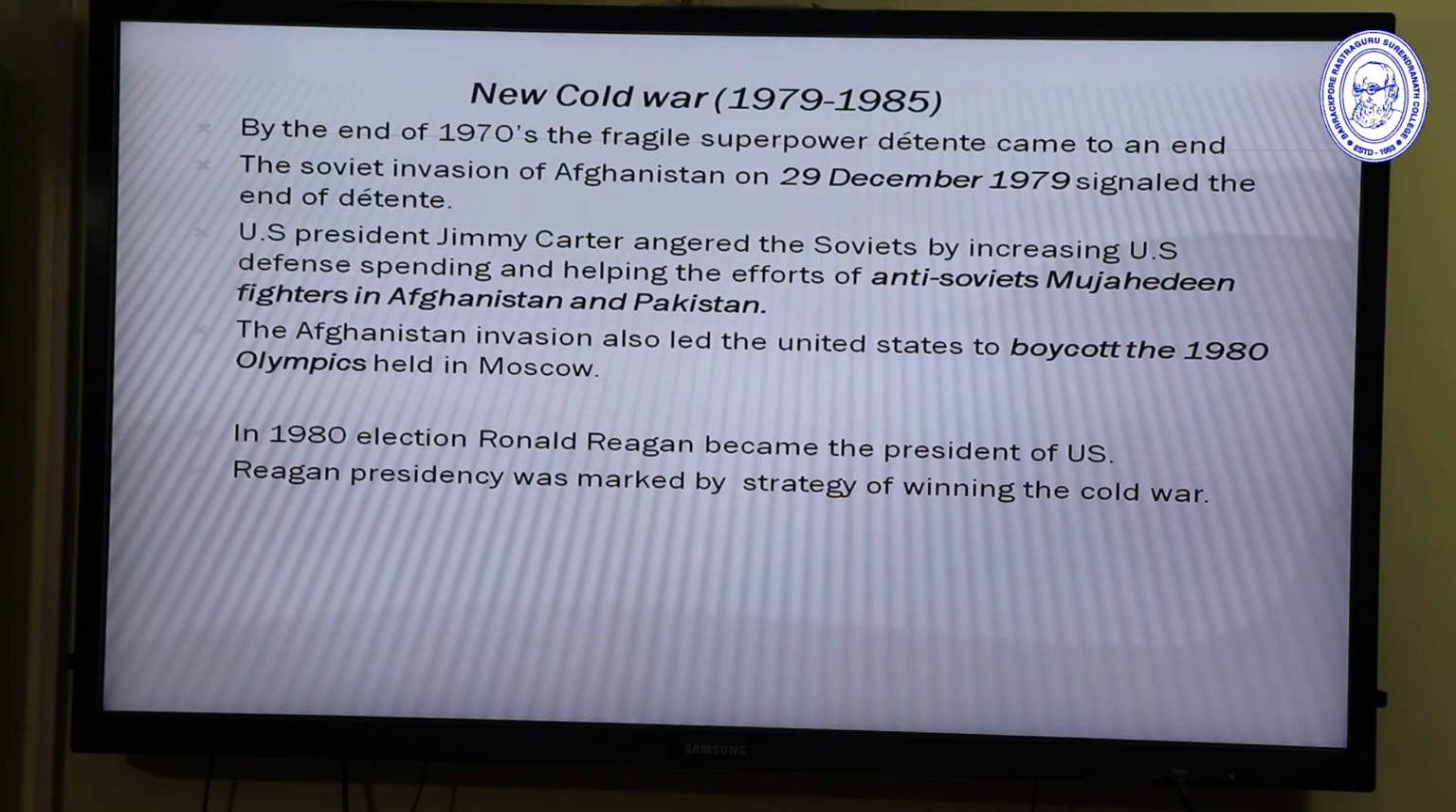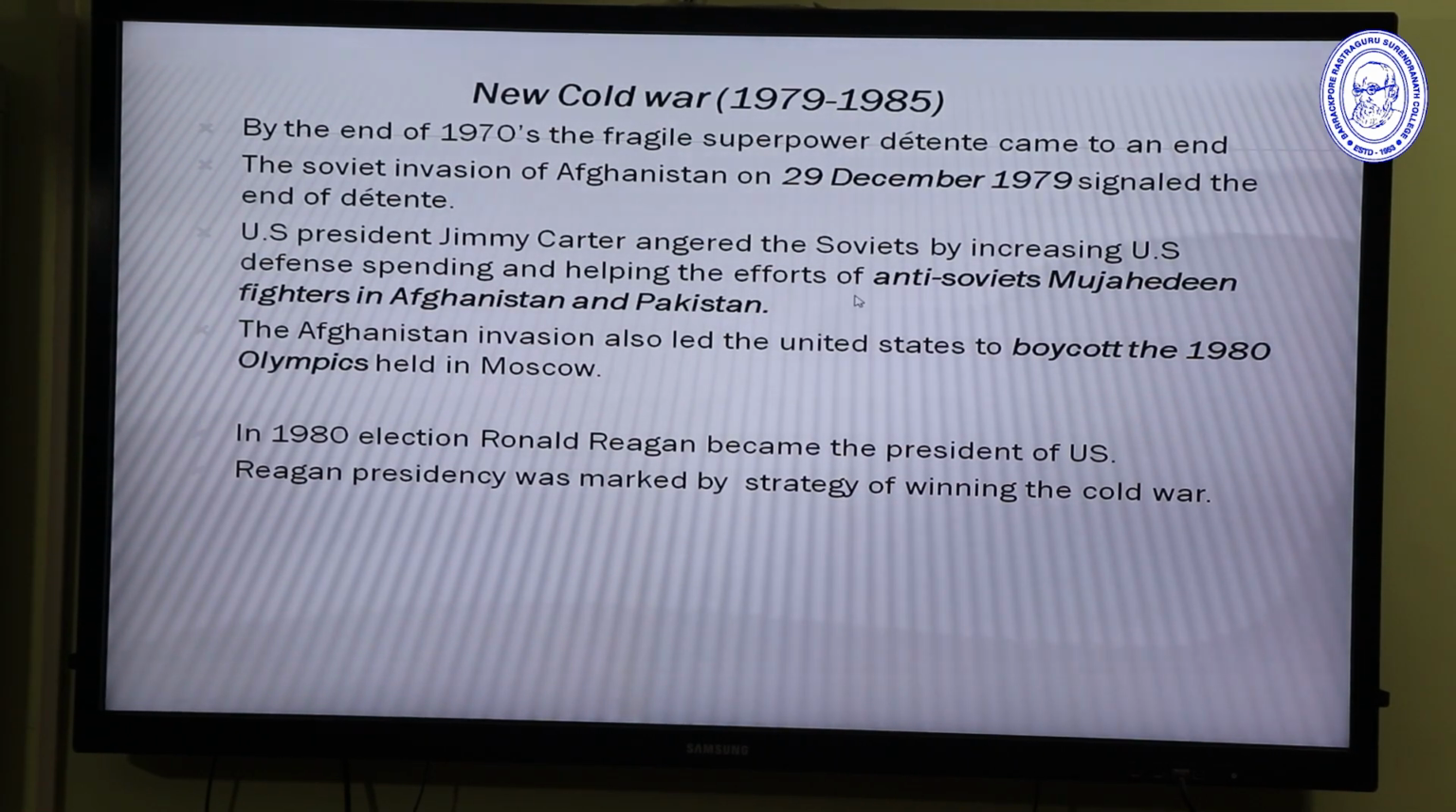All right. So at that time, in the United States of America, President Jimmy Carter was very angry with the Soviet move, and the United States started giving aid to anti-Soviet Mujahideen fighters in Afghanistan and Pakistan. So the Mujahideen were sponsored by the United States in order to check communism in Afghanistan and in Pakistan. As a result of this invasion, the United States even boycotted the 1980 Olympics held in Moscow. So in the capital there was an Olympics, but it was boycotted because the US was not happy with the move of the Soviet Union.